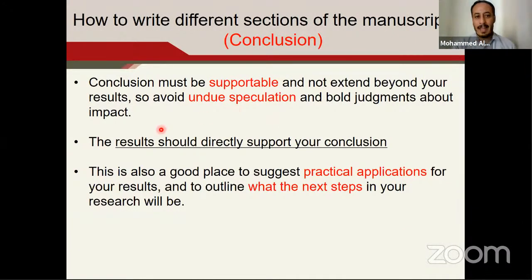Conclusion, the last part of the manuscript, should be supported with evidence. So don't overestimate, avoid undue speculation at this stage. If you don't have a finding that supports this conclusion, don't add this conclusion. All the conclusions should be supported by the findings. This is the main mistake. Actually, as a reviewer or editor, we reject manuscripts because their conclusion is a kind of overestimation. The conclusion should be directly supported by the result. Okay.